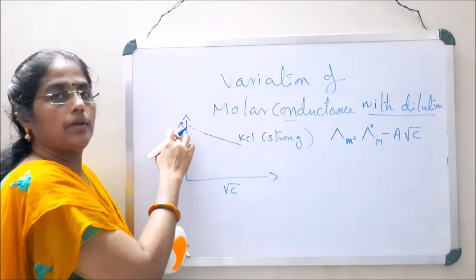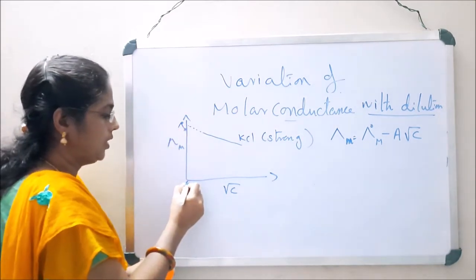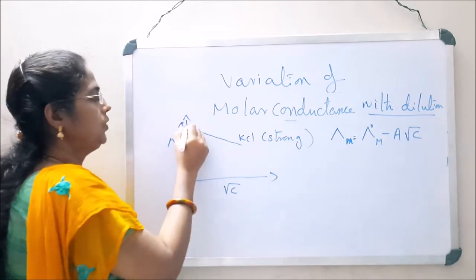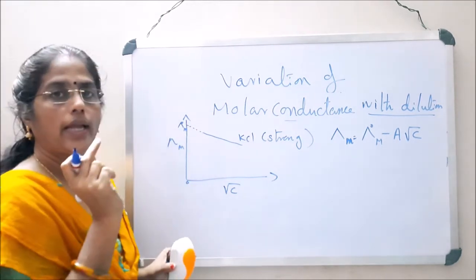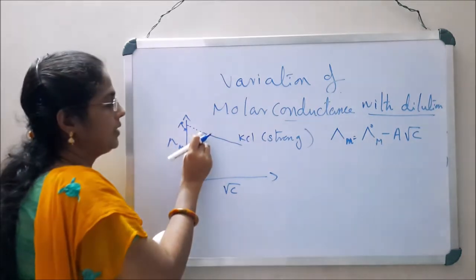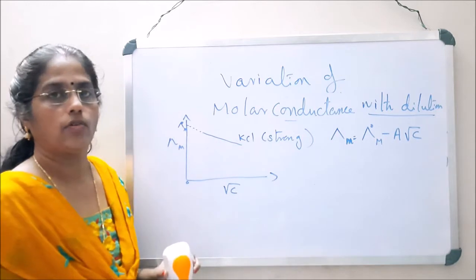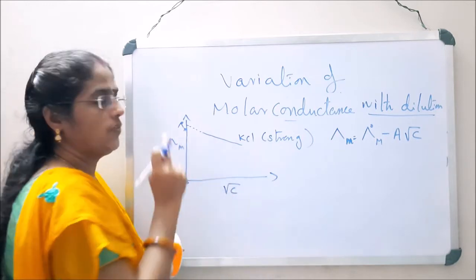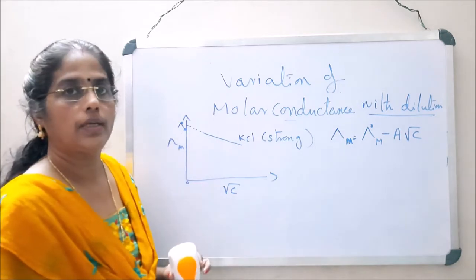Lambda m can be written as lambda m0 because here concentration is 0. So this meeting point is lambda m0. Lambda m0 can be obtained by extrapolating the graph to the y-axis in the case of strong electrolytes. So in the case of KCl, a strong electrolyte, lambda m0 can be obtained from the graph.